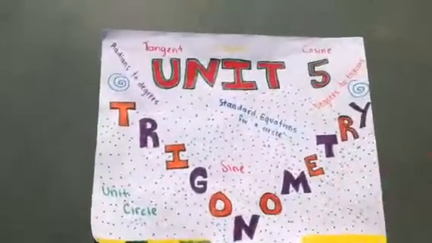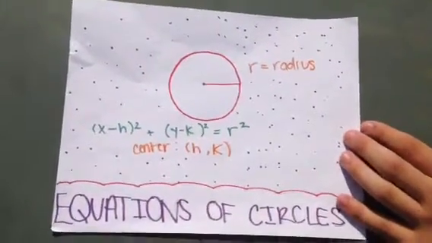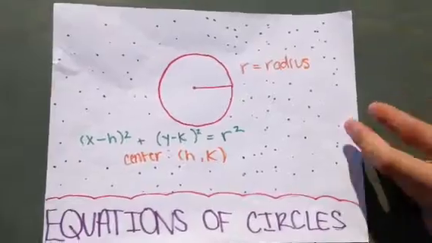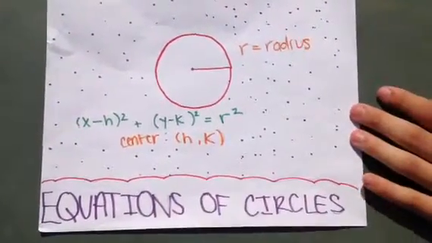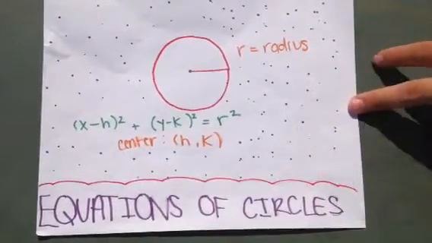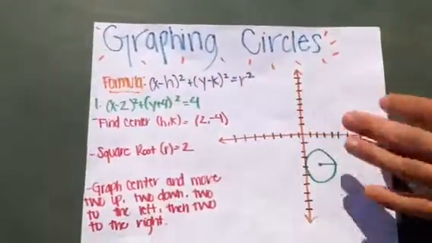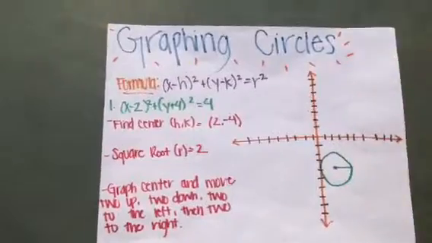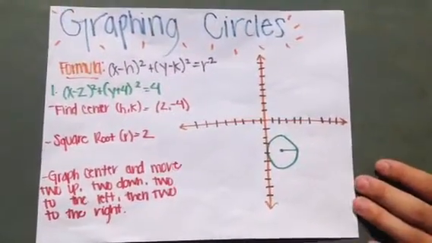Unit 5, Trigonometry. Our first topic that we're going to be discussing is equations of circles. This equation consists of (x - h)² + (y - k)² = r². R is the radius and the center is (h, k). When graphing these circles, use the same formula, (x - h)² + (y - k)² = r².